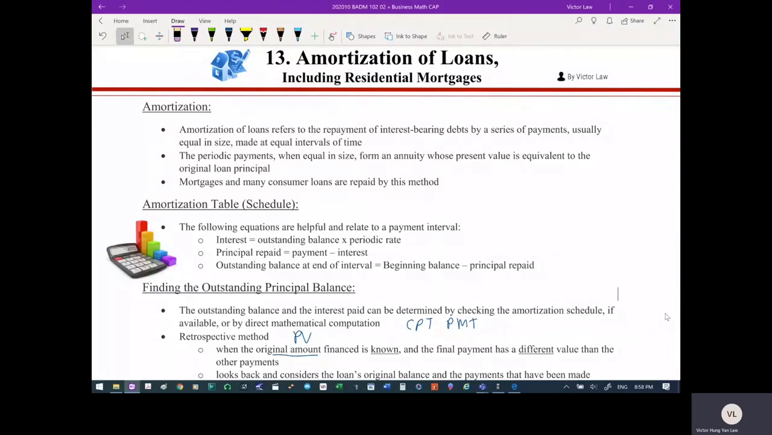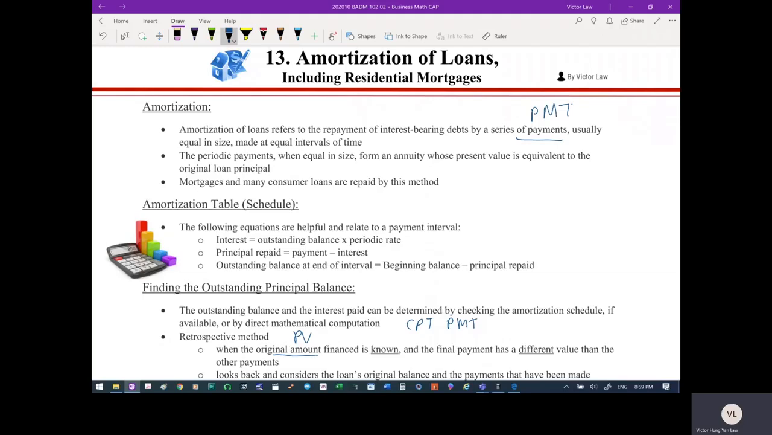Amortization of loans. In this chapter, when we're dealing with amortization, it is basically a repayment of interest-bearing debt that is made by a series of payments, usually of equal size and equal time interval. So this is basically your PMT. We're making a series of payments, which is your PMT, and that payment is usually equal size and equal interval. That's basically the definition of PMT.